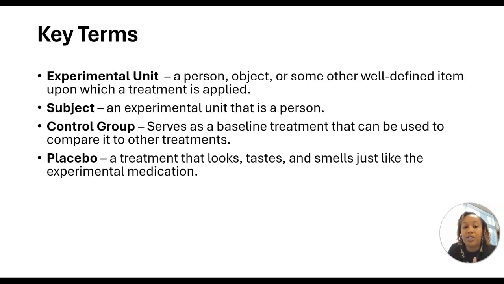Now, you're not doing anything, but you can give your control group what's called a placebo. And a placebo is a treatment that looks, tastes, and smells just like the experimental thing or the real thing, but it's not, okay? And most of the time it's medication. So we say it is a treatment that looks, tastes, and smells just like the experimental medication. So you can give your control group a placebo. That's where they think they're getting a real experimental drug, but they're not. They're getting a fake one.